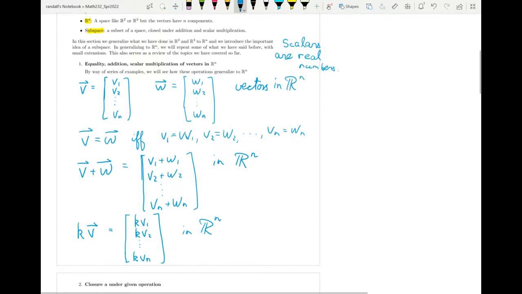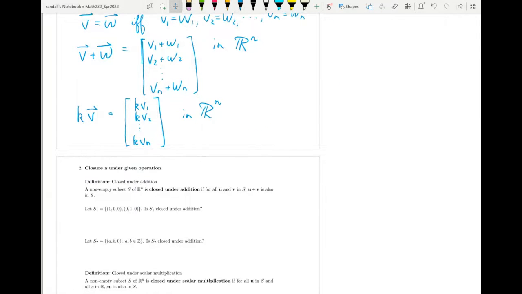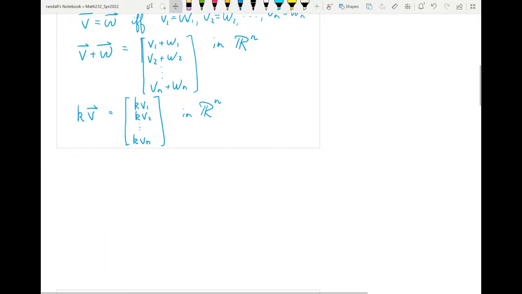Now we should insert here, I think, also the important notion of linear combinations. So linear combinations, that will come up later. It's the same notion as we've seen in R2 and R3.